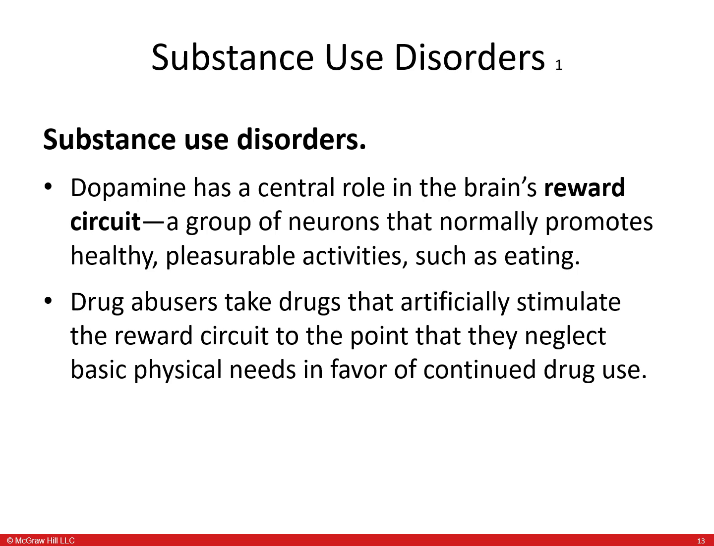So dopamine plays a central role in the brain's reward circuit. So whenever you're doing activities that are pleasurable to you, you actually have the release of dopamine. Now, if you're a drug abuser, they actually take drugs that artificially stimulate the reward circuit to the point that they neglect basic physical needs in favor of continued drug use. And essentially what they're doing here is that they're increasing the release of dopamine.